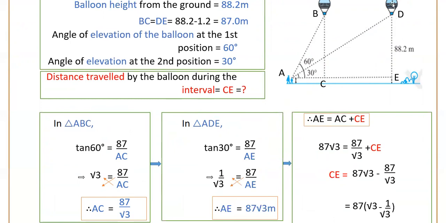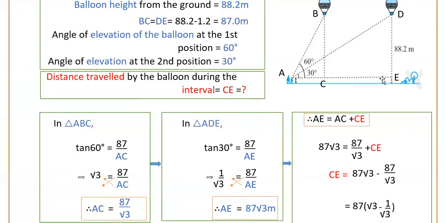And in triangle ADE, tan 30 degrees is equal to 87 by AE, where AE is the adjacent side. So tan 30 is 1 by root 3, which is equal to 87 by AE. Therefore, AE is equal to 87 into root 3.